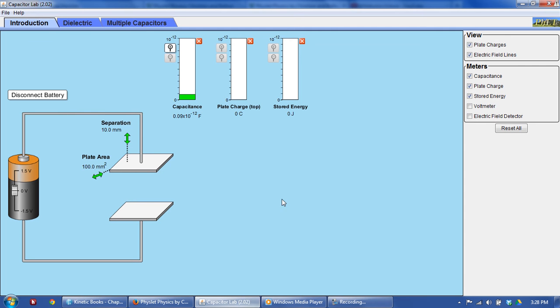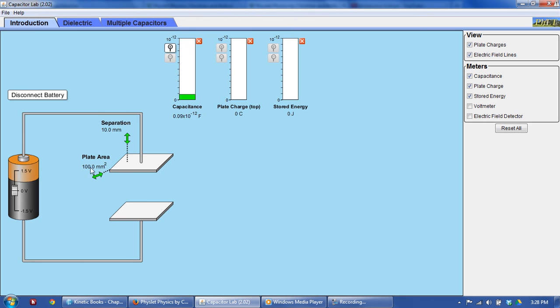Another thing to look at here, what is capacitance? Well, capacitance is a description of the physical arrangement that is related to how much charge can be separated by how much potential difference, and therefore how much energy is stored. So you can see here we've got some graphics to show you what capacitance, what plate charge, and what stored energy are involved in the situation here.